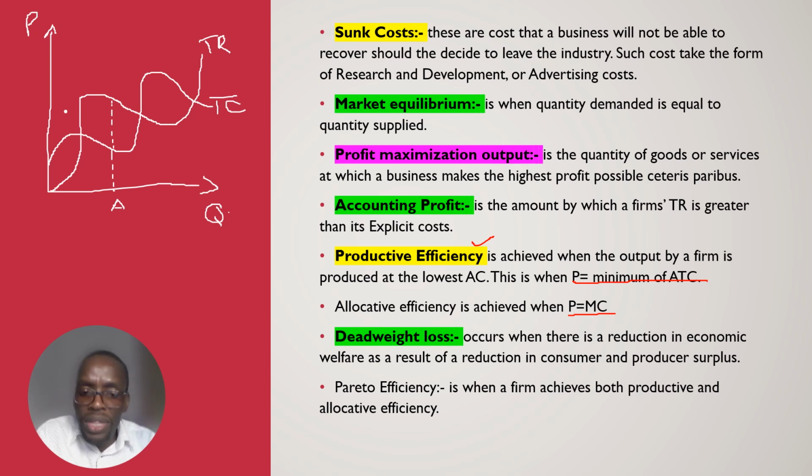Now when we talk about the deadweight loss, or before I go to the deadweight loss, let me just explain what is meant by Pareto efficiency. Pareto efficiency is achieved when the business is able to achieve both productive and allocative efficiency. Then we say that the business has achieved Pareto efficiency.